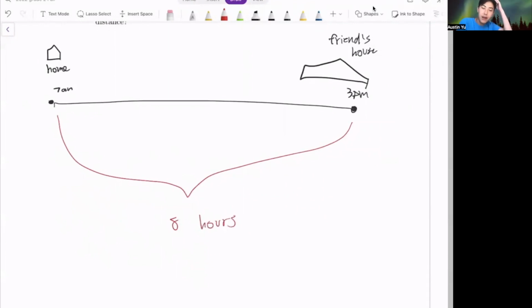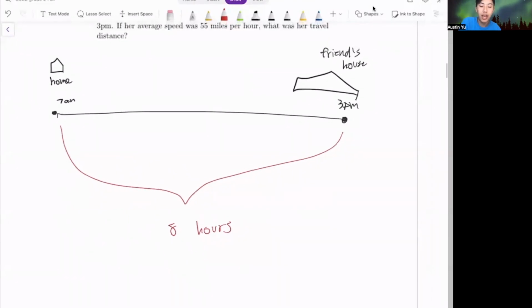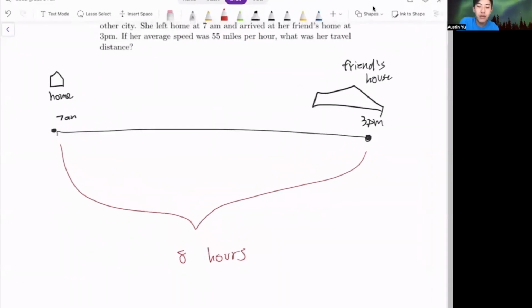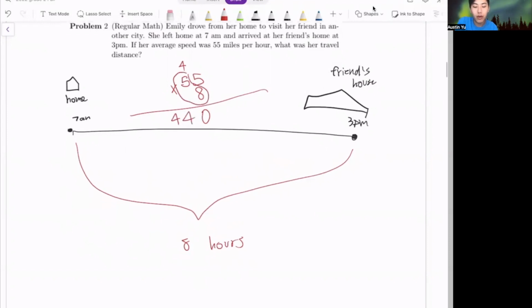8 hours because 7 a.m. to 12 p.m. is 5 hours. And then moving on to 3 p.m., which is an additional 3 hours, 5 plus 3 equals 8 hours. And if her average speed was 55 miles per hour, which means for every hour she drove 55 miles on average, times the 8 hours that it took for her trip in total. Let's see, 5 times 8 equals 40, carry over the 4. 5 times 8 again is 40, plus 4 is 44. So 440 miles was her travel distance.